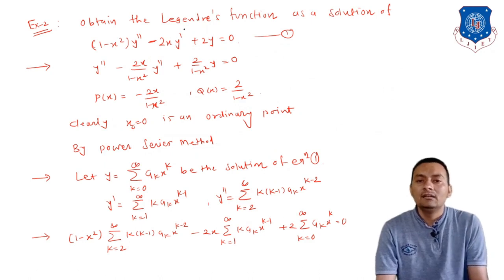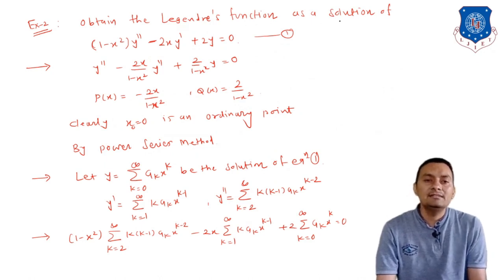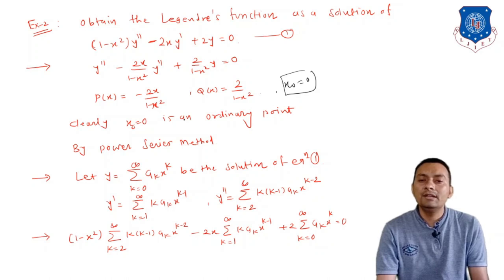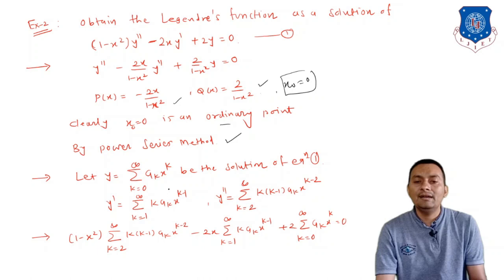Now let us see another question, very quickly. Obtain the Legendre functions as solutions of (1 minus x squared) y double dash minus 2x y dash plus 2y equal to 0. First compare with the standard form, and we obtain that x0 equal to 0 is an ordinary point or not. You can verify that, because x0 equal to 0, it is going to be 0. This is a finite quantity. Again this is going to be a finite quantity. The answer will be 2, and therefore x0 equal to 0 is an ordinary point. Therefore the power series method applies.